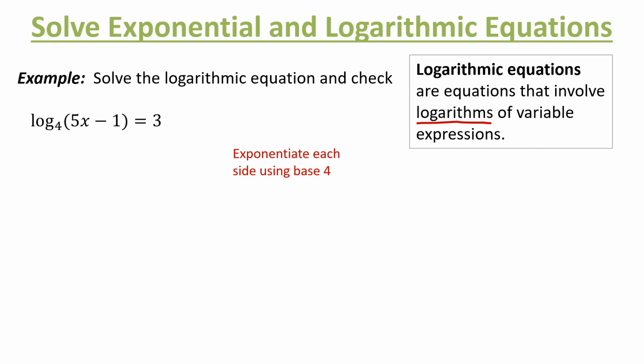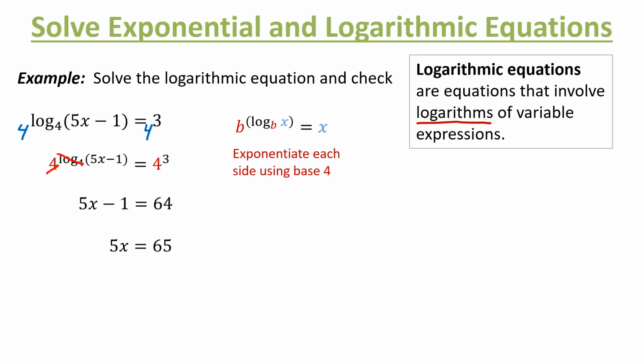So let's not forget that exponents and logs with the same base are inverses. So here's what that looks like. Sometimes people are a little lazy, they just do the following. And what ends up happening is that this cancels out, and we're left with 5x minus 1 equals 64. Add 1 to each side, divide both sides by 5, and we get x equals 13.